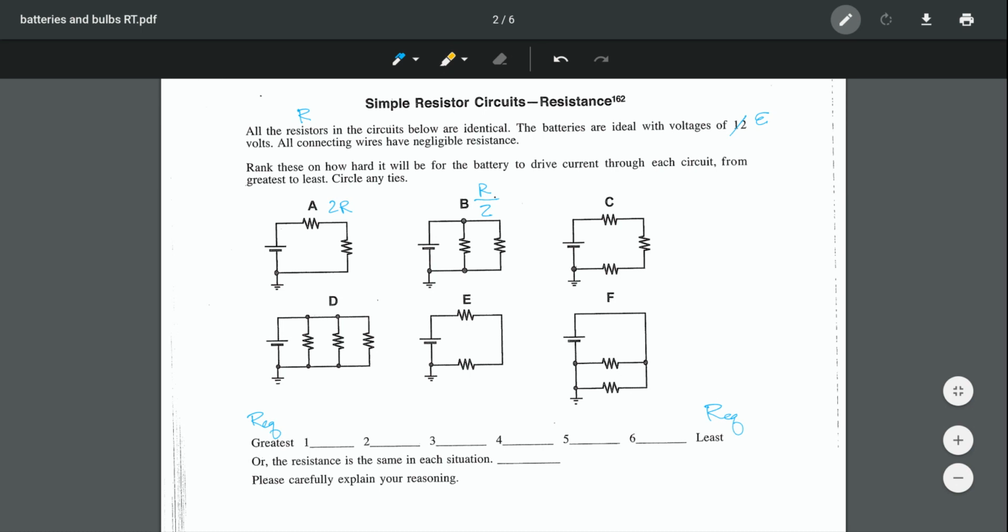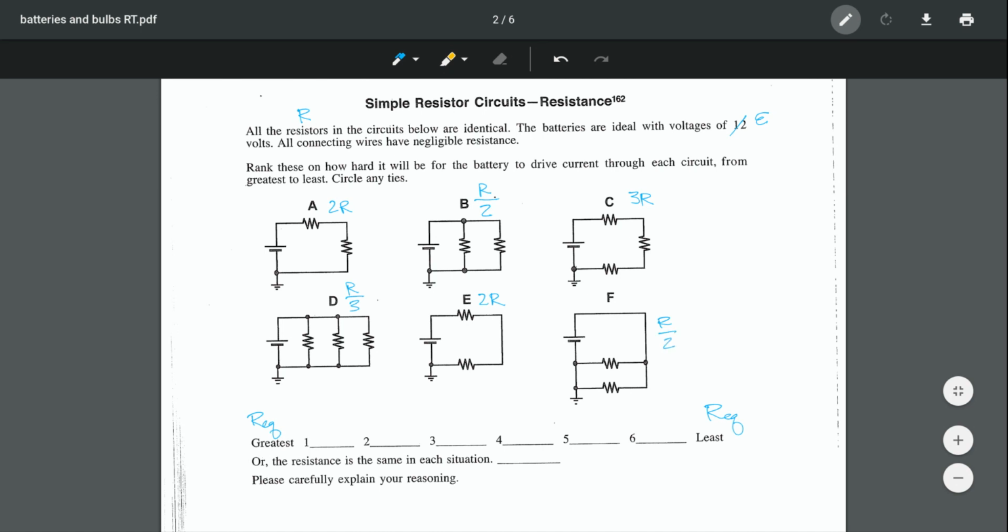Here we have three identical resistors in series. That just gives me an equivalent resistance of 3R. For case D, we have three identical resistors in parallel. That gives me an equivalent resistance of R over 3. Case E is again two resistors in series. Series, remember, means same current. So 2R again here. And then case F, we have two resistors in parallel. So again, we have R over 2.